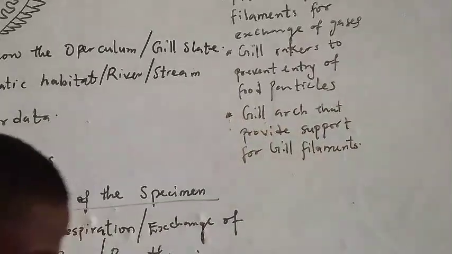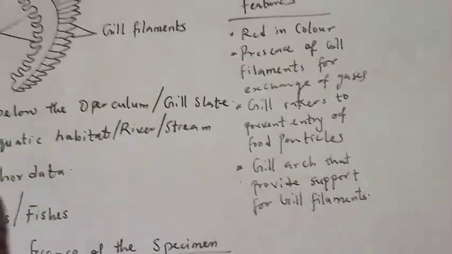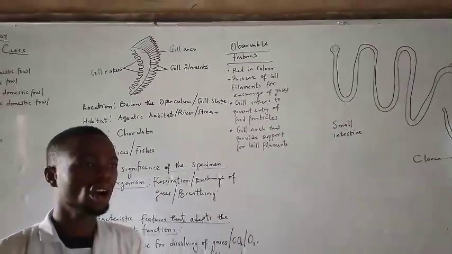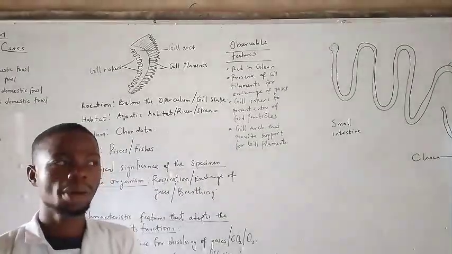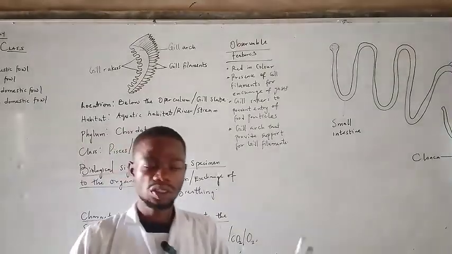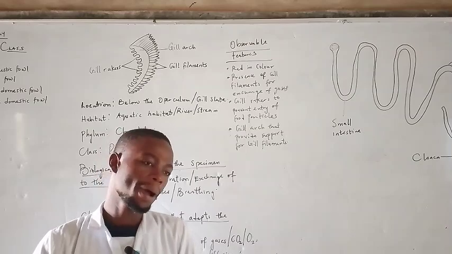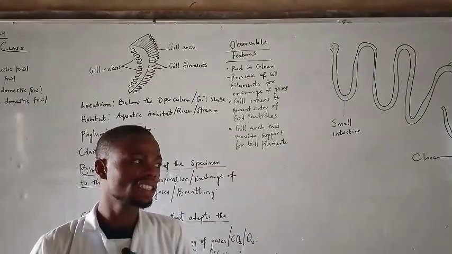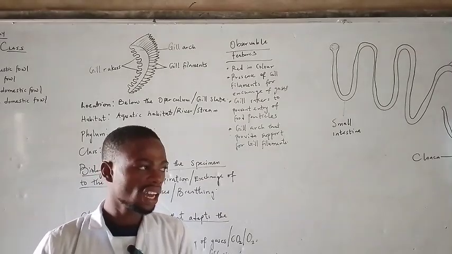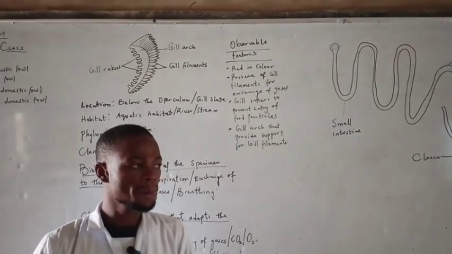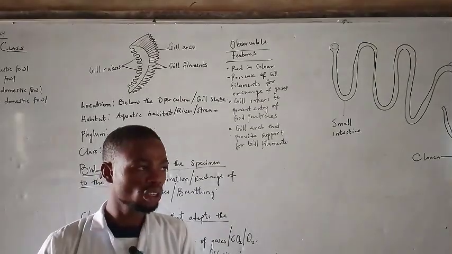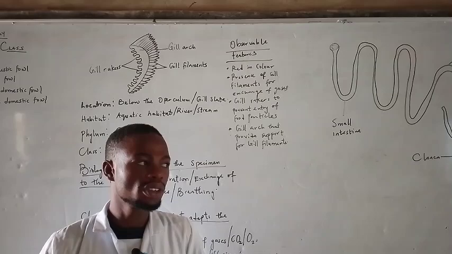Okay, you can be asked for examples of organisms that belong to class Pisces, or fishes. Such organisms are tilapia and shark. You can also be asked to give examples of organisms that use gill as the respiratory organ. Crustaceans such as prawn, crayfish, crab, they use gill for their respiration.